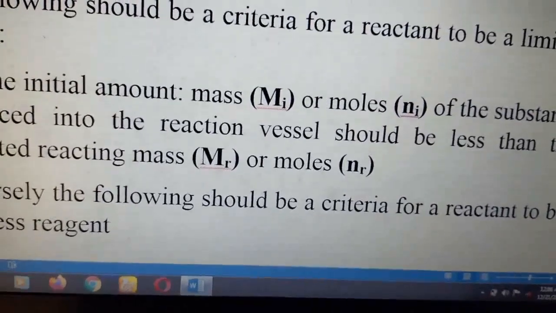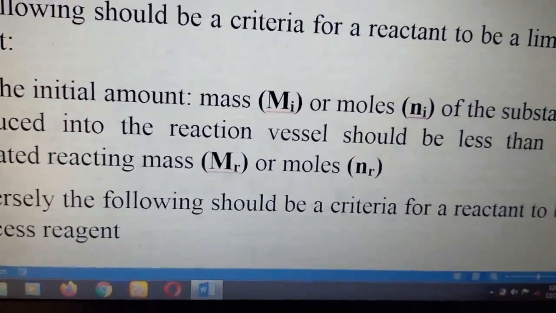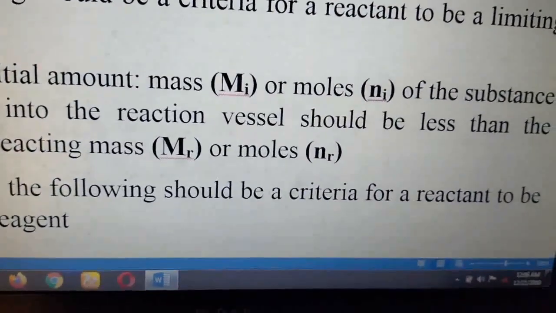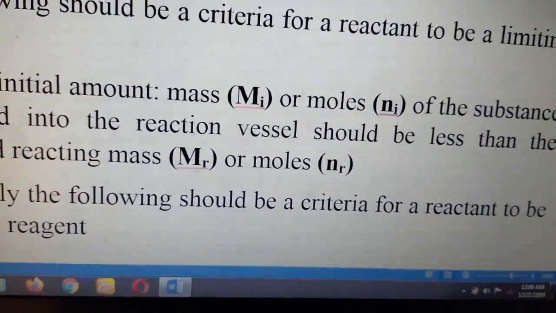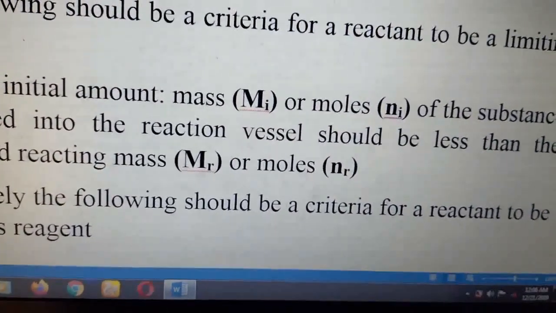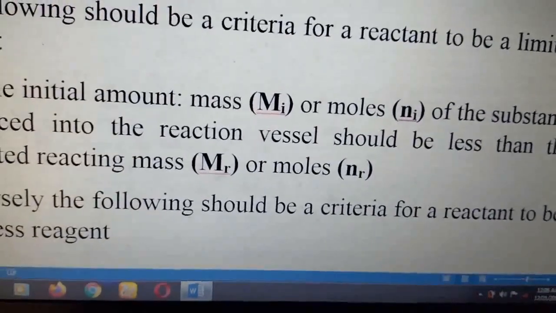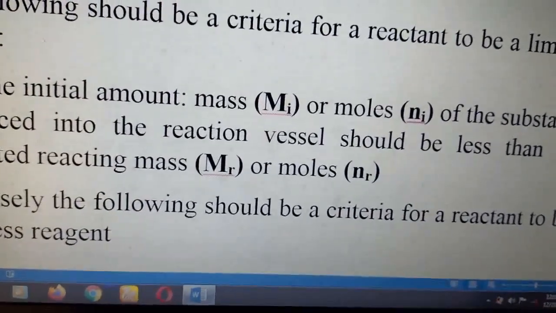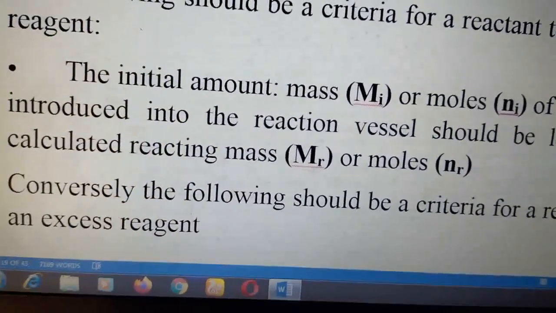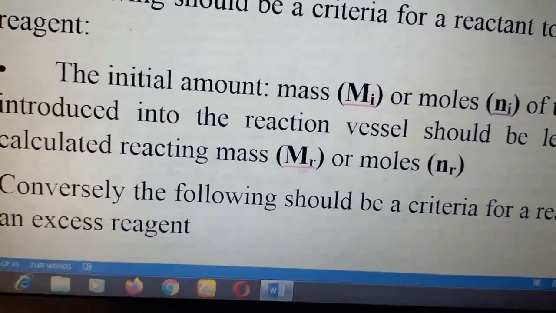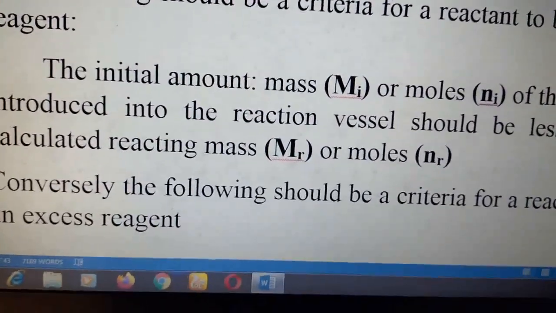So for example, if I introduce 80 grams of a substance into the reaction vessel and assuming that 100 grams of the same substance is required for the reaction, that means the 80 grams I introduced is not enough for the reaction since I need 100 grams. So the initial mass Mi is 80 grams, while the reacting mass required is 100 grams. That means that substance now becomes limiting, not sufficient for the reaction.